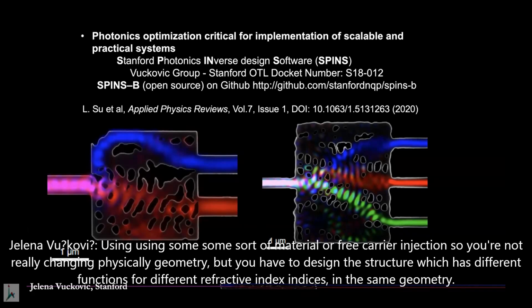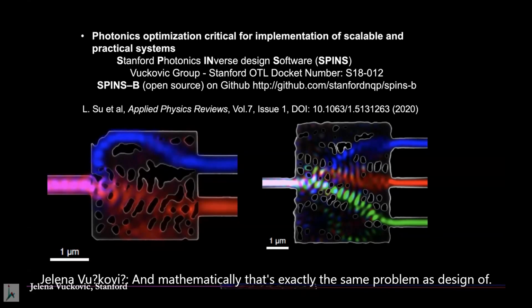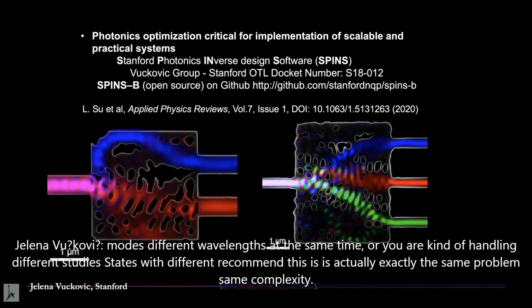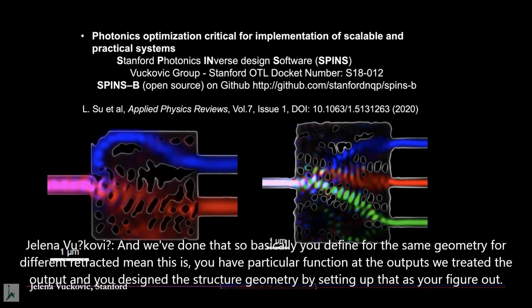So you're not really changing the geometry physically, but you have to design the structure which has different functions for different refractive indices in the same geometry. And mathematically, that's exactly the same problem as the design of the passive structures that I showed you today, where you still have to do multimode optimization to span a large bandwidth, right? Whether you are handling different modes, different wavelengths at the same time, or different steady states with different refractive indices is exactly the same problem, same complexity. And we've done that. So basically for the same geometry and different refractive indices, you define a particular function at the output, switching at the output, and you design the structure geometry by setting that up as your figure of merit. Okay, thank you.